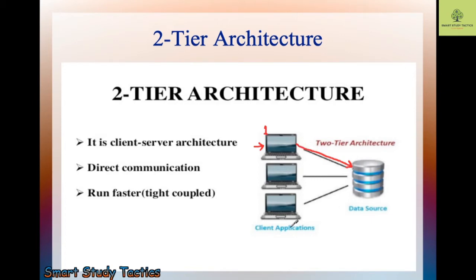Two tier means only two layers to work. One is the client layer, another is the data source layer. He is using that interface, whether Java, PHP, whatever software is designed. He writes the information, he writes the query, and the query fetches the details from the database and returns the results to the user. That's why it is known as client server architecture.